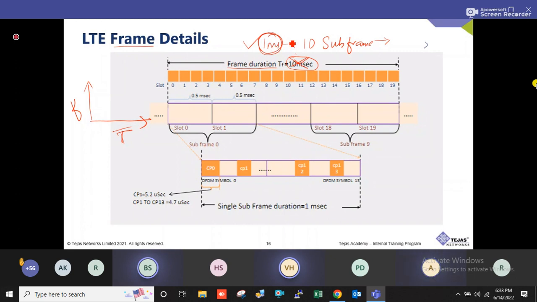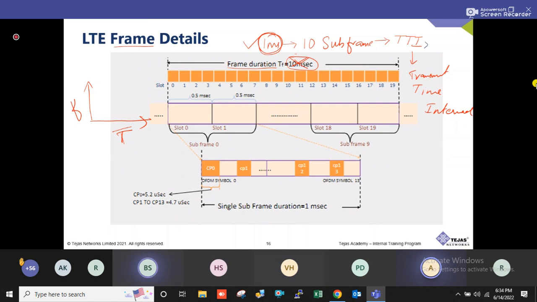So 1 millisecond is also called TTI duration. You might have heard this in your literature also. TTI stands for transmit time interval. Okay, transmit time interval. So the subframe duration or TTI duration is one and the same. Don't get confused. If I say subframe duration, TTI duration or the UE allocation time, all are one and the same. It's 1 millisecond.